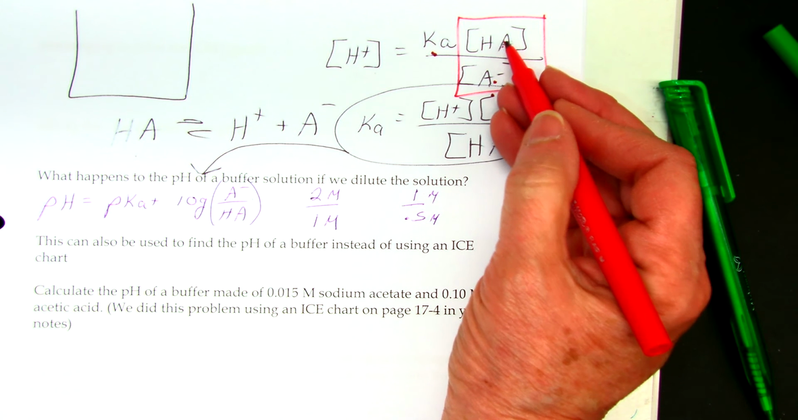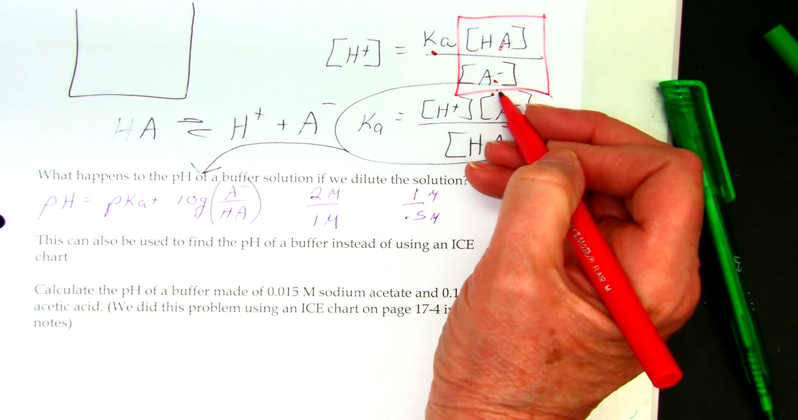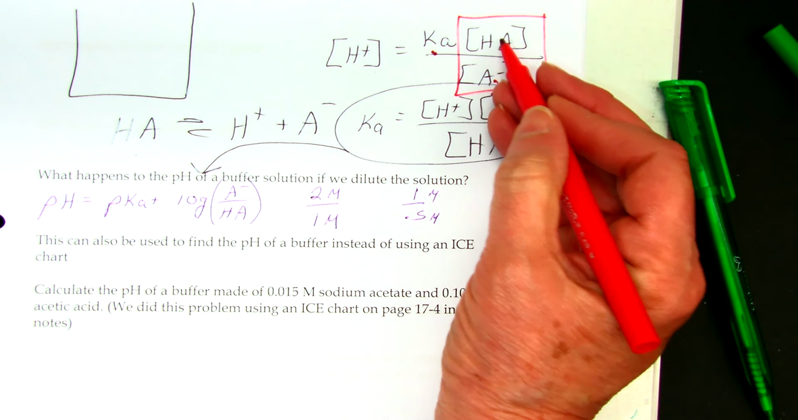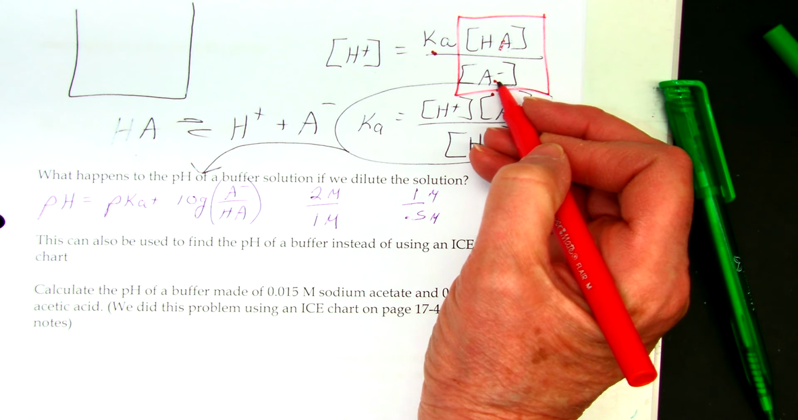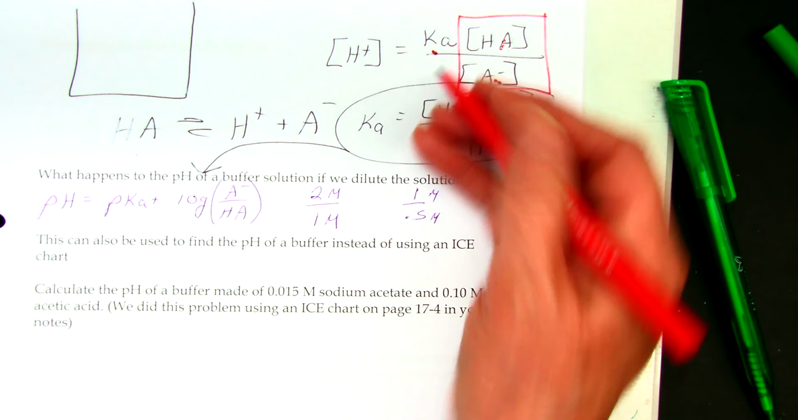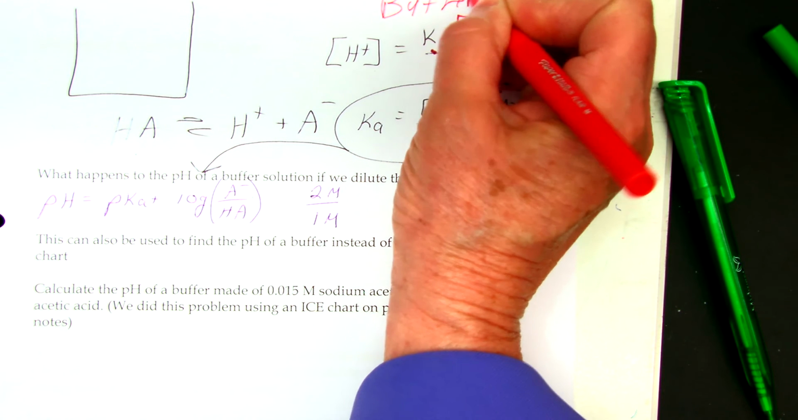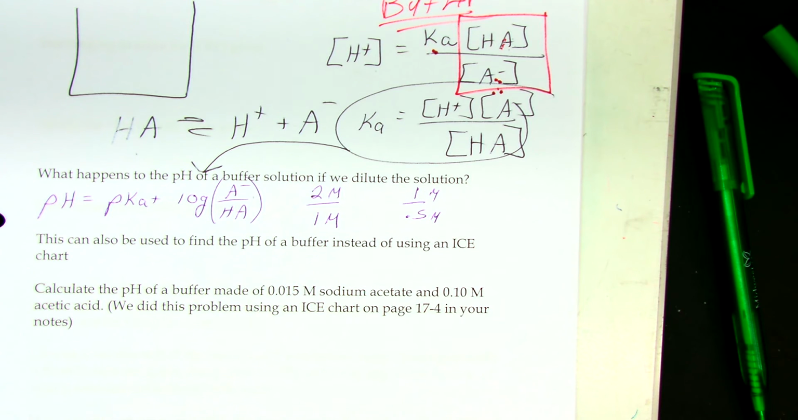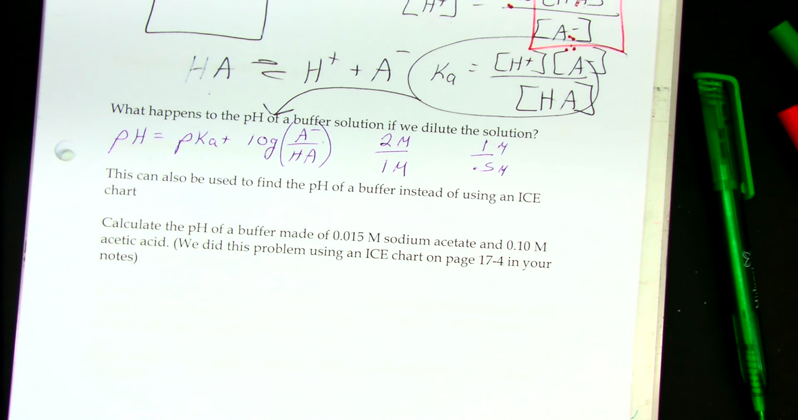Now, if I dilute the whole thing, I'm diluting both of these the same way, right? So the ratio doesn't change, does it? So the hydrogen concentration doesn't change in a buffer. A buffer and an acid are not the same. If you just dilute the acid, you will change the pH. But if you dilute a buffer, the job of the buffer is to maintain a steady pH and to avoid changes in pH. And we're going to do some problems where we see how that works.